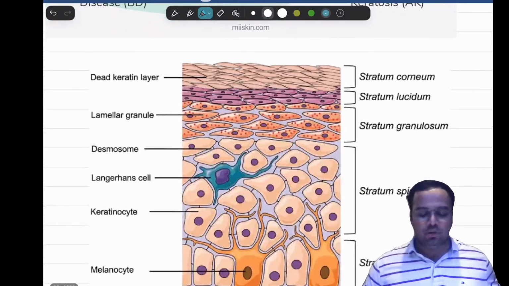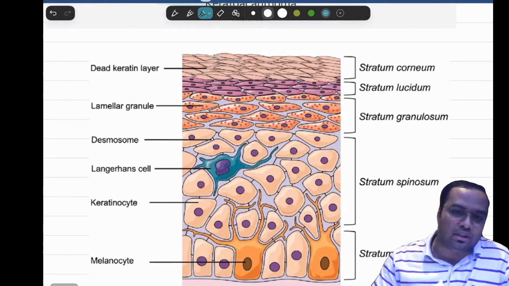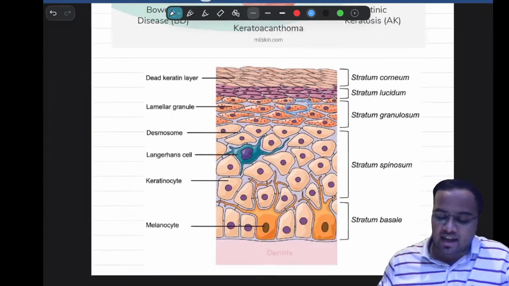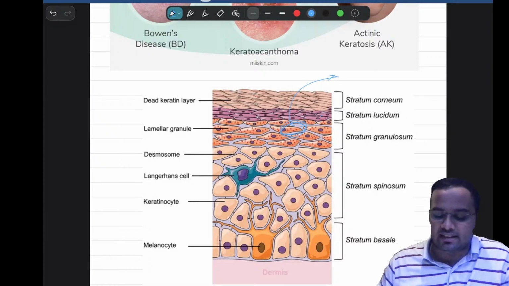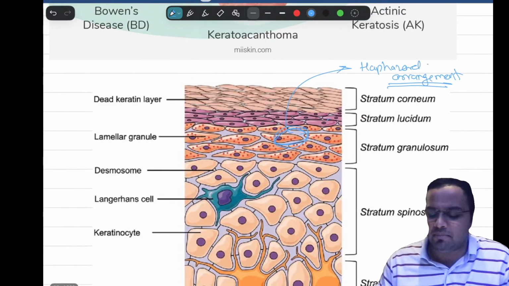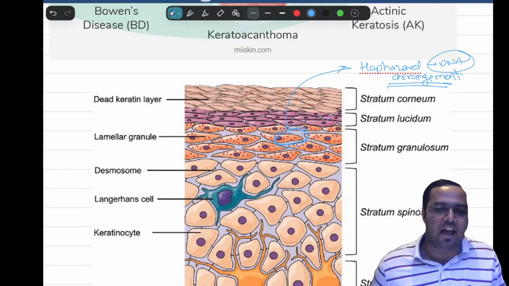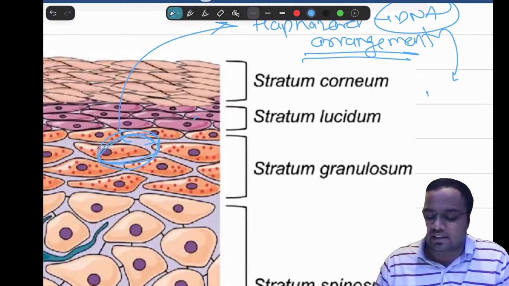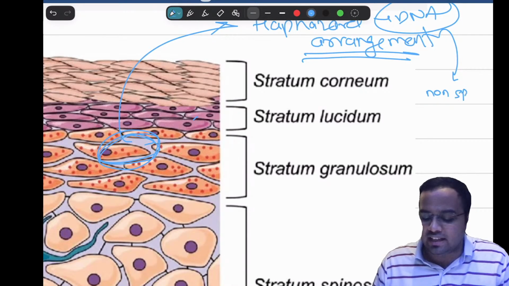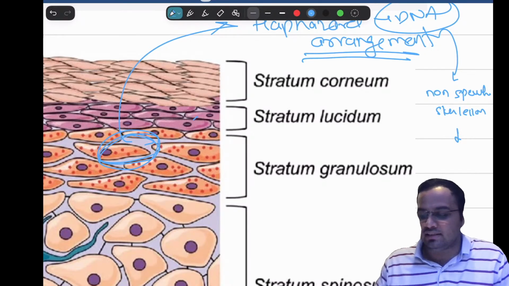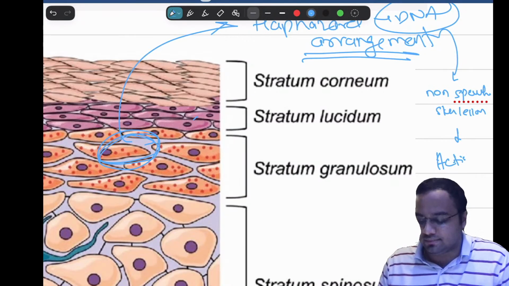So now, because of the chronic exposure to the sun or radiation, what is going to happen? These keratinocytes which are present are going to develop something called a haphazard arrangement. Why is this haphazard arrangement going to happen? It might be because of the DNA damage. Because of the chronic DNA damage to the cell, there is going to be a haphazard arrangement, and the patient is going to present to you with something called a non-specific erythema or non-specific skin lesion. And this skin lesion is going to be called actinic keratosis.